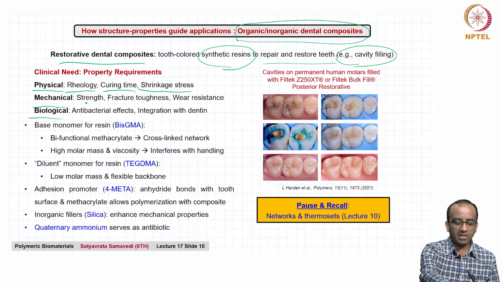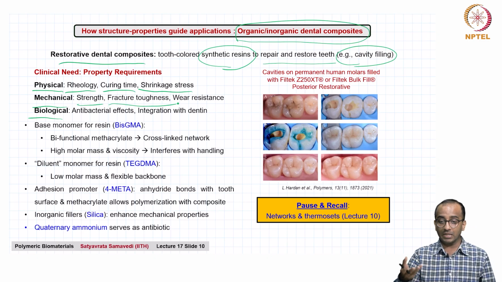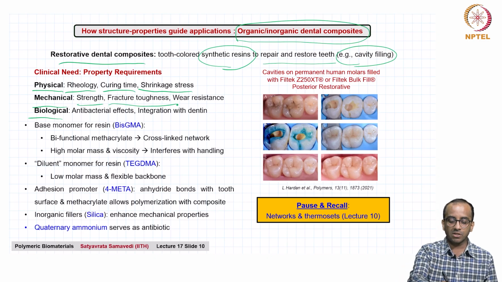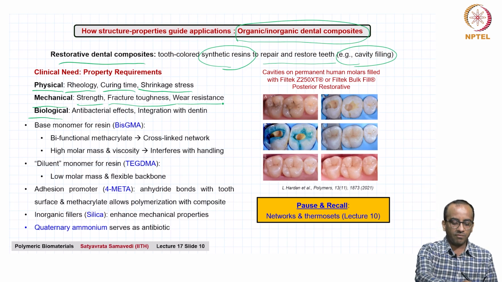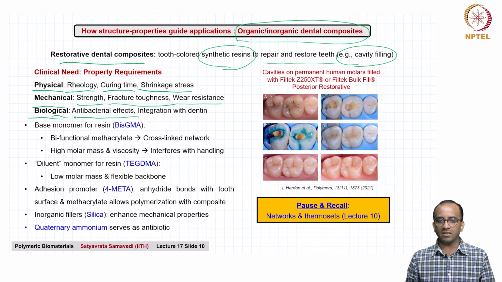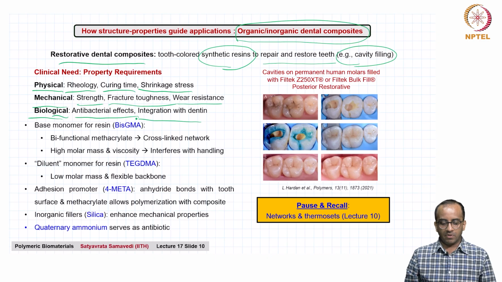From a mechanical perspective, you want, of course, strength and fracture toughness, but because it's used in dental restorative applications, you also want very good wear resistance. And of course, from a biological perspective, you want antibacterial effects so that the site of application doesn't get infected. And you want it to integrate with dentin. Now, it's very difficult to find one material that will check all of these boxes.